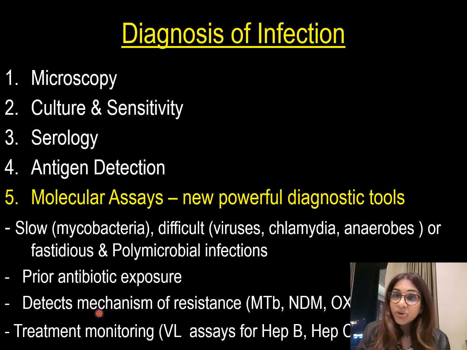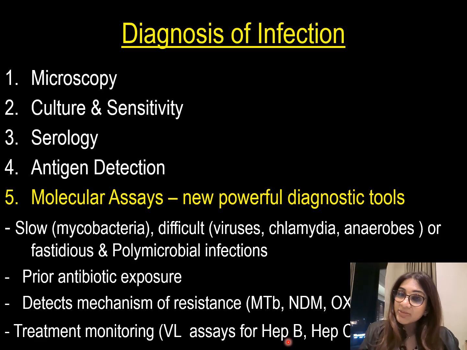Besides identifying the etiology of the pathogen, it also helps us in identifying the mechanism of resistance. For example, in case of MTB, we have rifampicin detected or not detected, which helps us in identifying the treatment plan. And of course, for Enterobacteriaceae, whether it's NDM or OXA-48, the choice of antibiotics can be modified. They are also useful for monitoring of treatment in case of viruses like hepatitis B as well as HIV with the help of viral load assays.